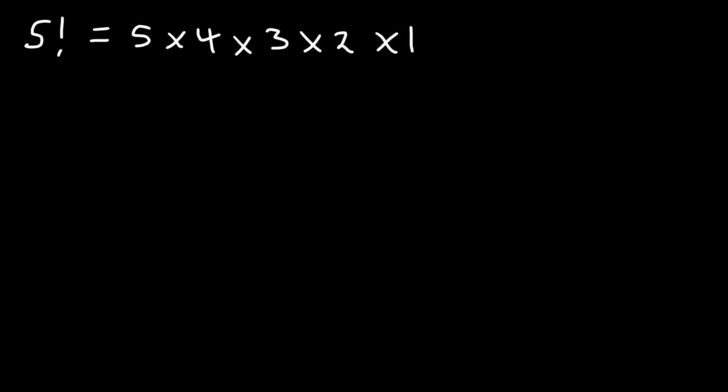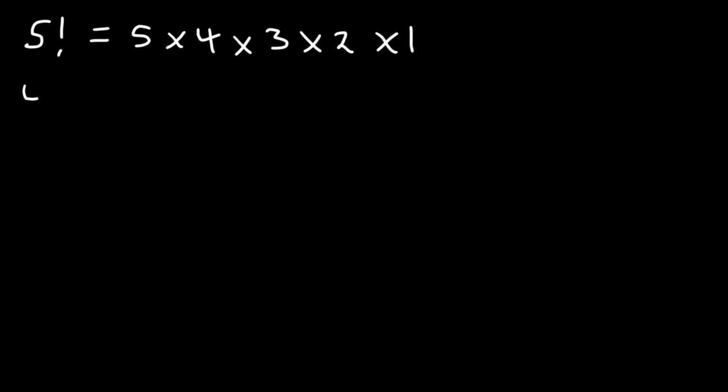In this video, we shall focus on factorials. Let's say we have 5 factorial. What is this equal to? 5 factorial is the same as 5 times 4 times 3 times 2 and then times 1. As you can see, the numbers keep on decreasing and you multiply them all the way to 1.